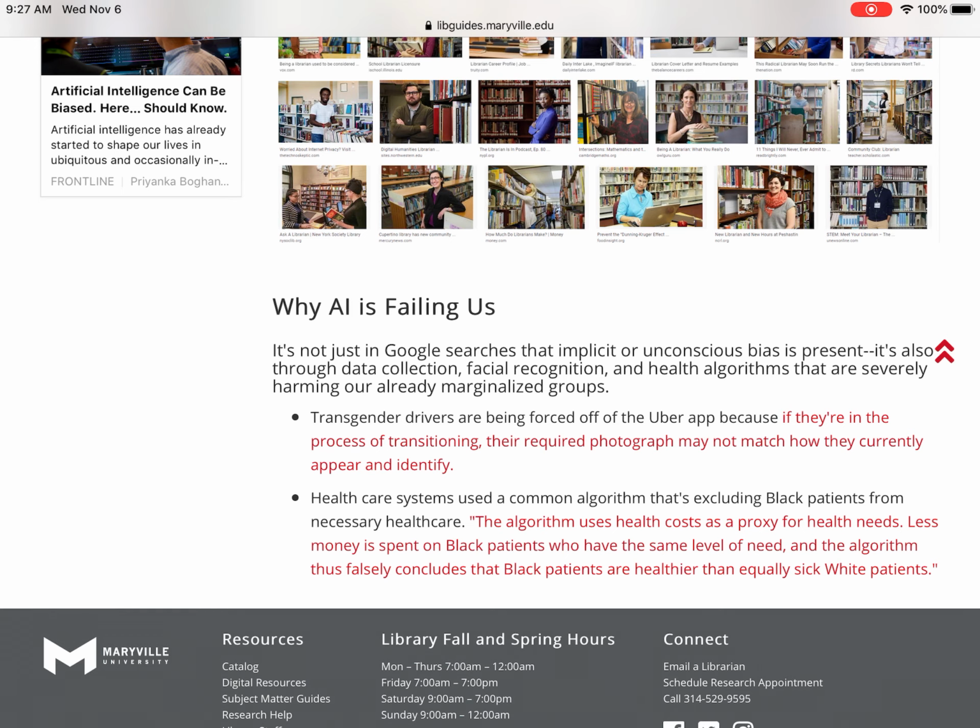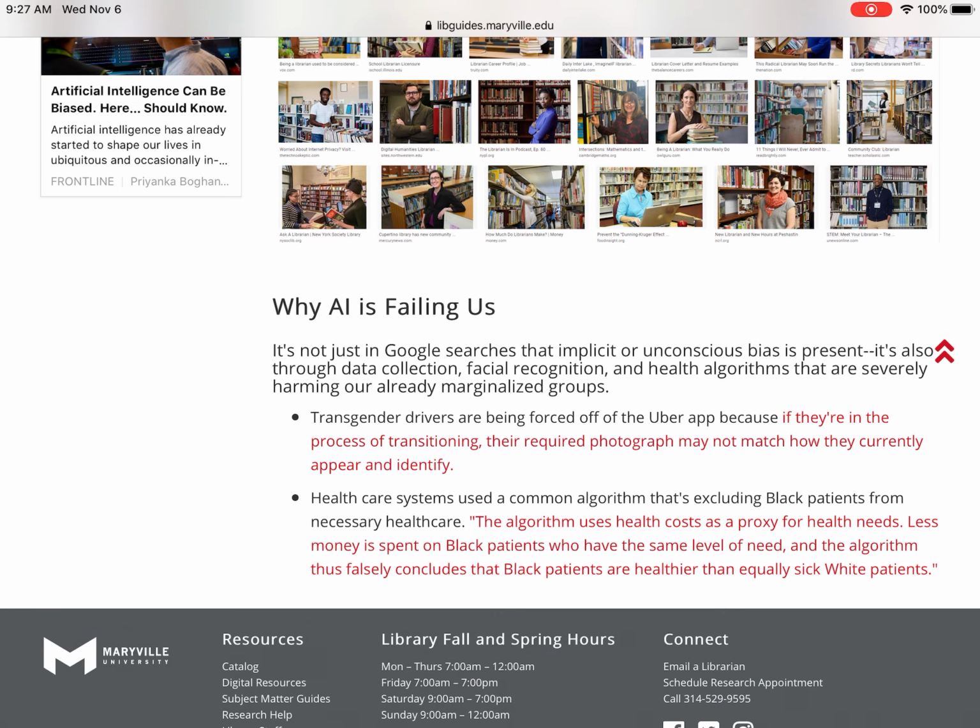For instance, healthcare systems use algorithms that basically categorize people and categorize data, and one such study found that they were actually excluding Black patients from their algorithm. The way that they were doing that was because they were looking at health costs and how that coordinated with health needs. And since less money was spent on Black patients, despite the fact they have the same level of need, the algorithm falsely concluded that Black patients are healthier than actually sick white patients.